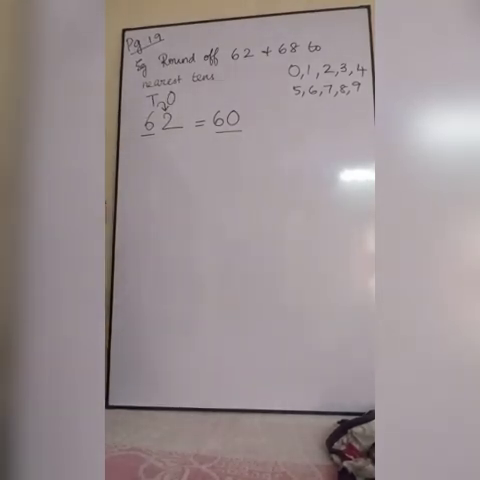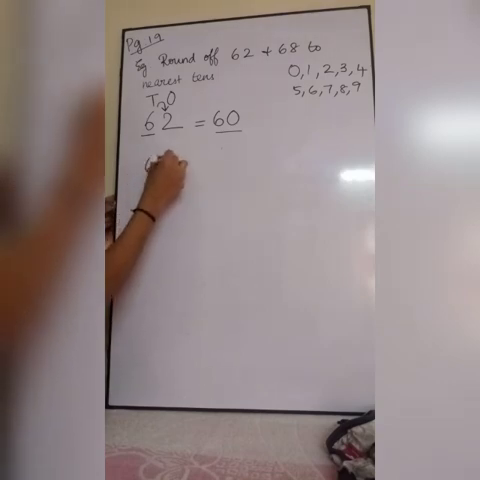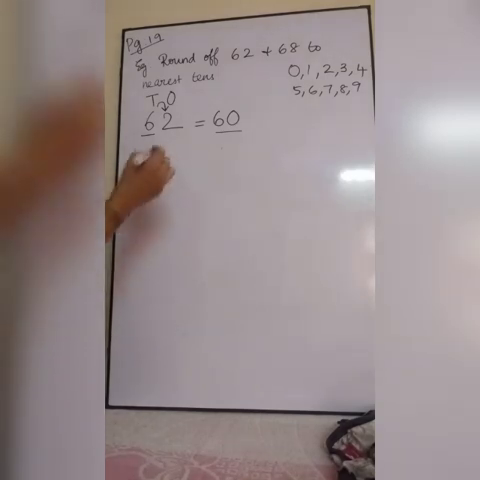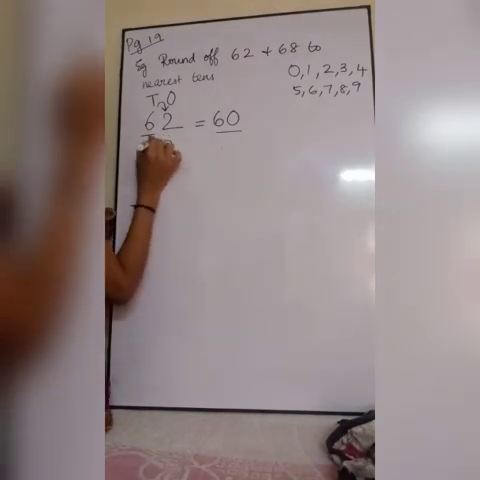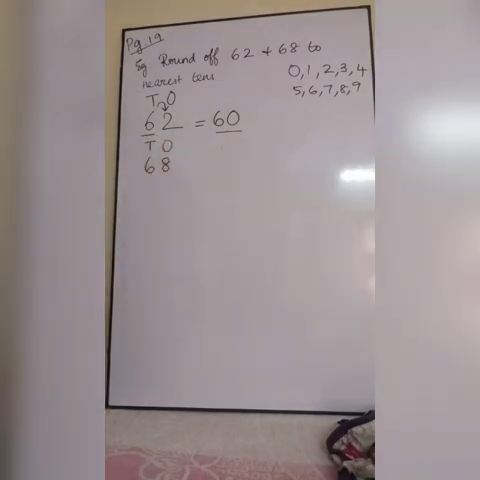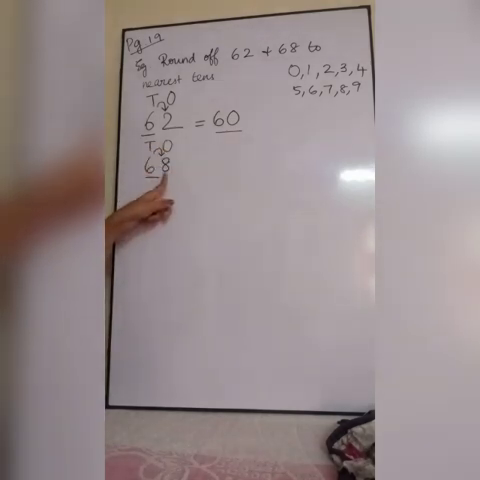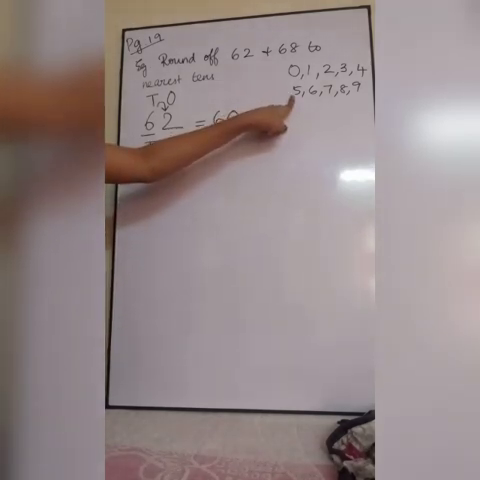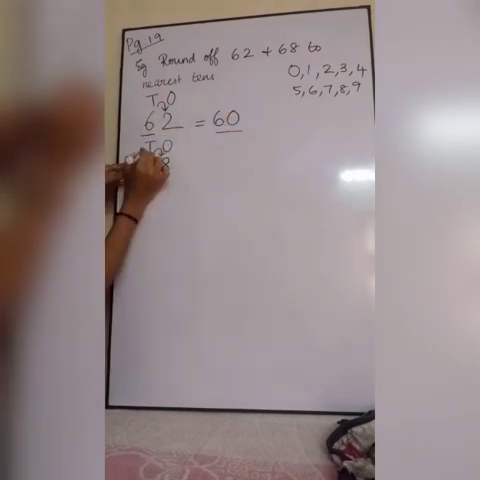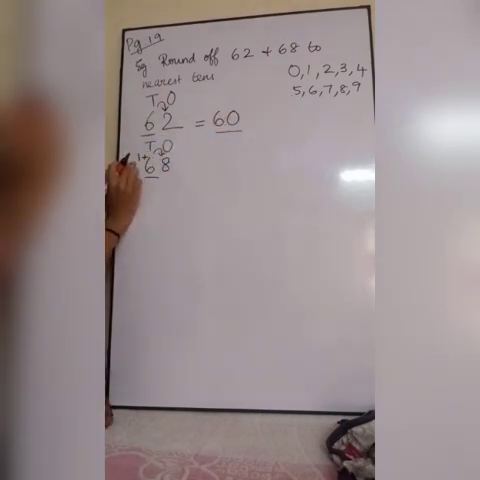Next, 68. Next number is 68, right? So I should write the place value ones, tens. So which are you going to round off here? Tens. So where should you see? Ones. What is the ones value? 8. 8 means you should add 1 to the tens place.